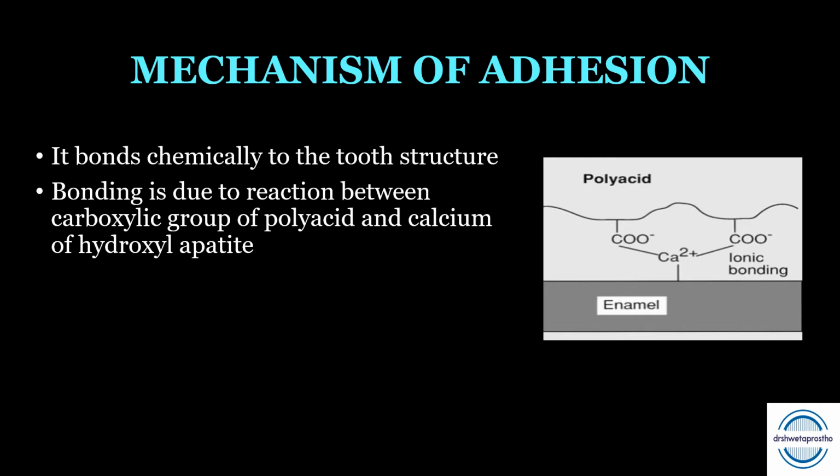Now if we talk about the strength, bonding with the enamel is higher than the dentine. Why? Because of the inorganic content of the enamel and its homogeneous structure. Now the shear bond strength ranges from 3 to 5 megapascals.